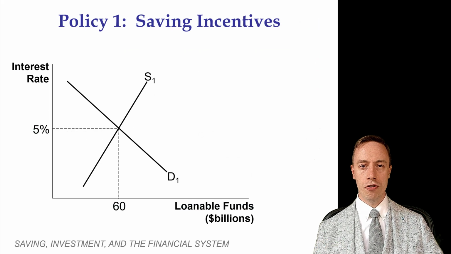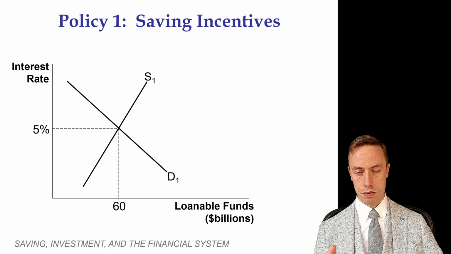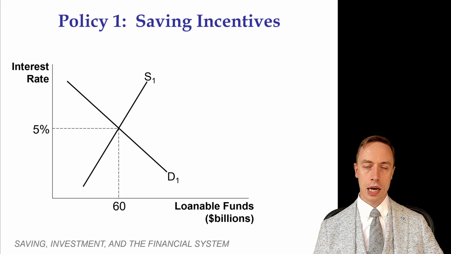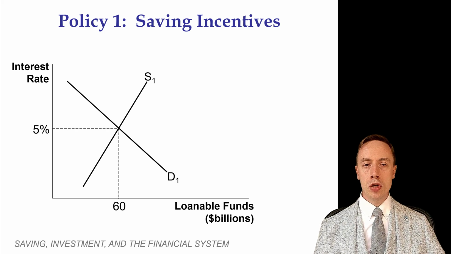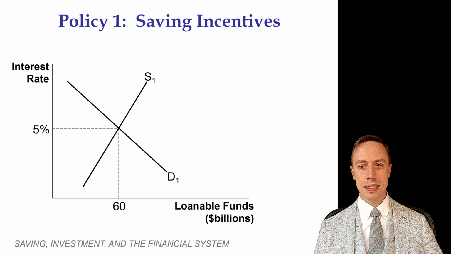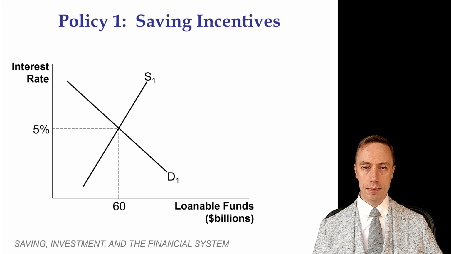Here is our market for loanable funds that we just had, with an equilibrium interest rate at 5% and savers and borrowers being at $60 billion of loanable funds. So that represents both the quantity supplied and the quantity demanded. So savers are saving $60 billion, borrowers are borrowing $60 billion. That's what makes this market be in equilibrium. And now we want to predict what happens if there is a change in behavior. So let me tell you a story.